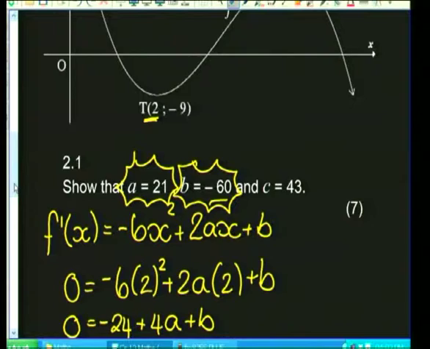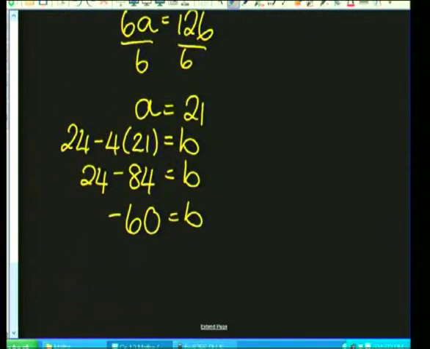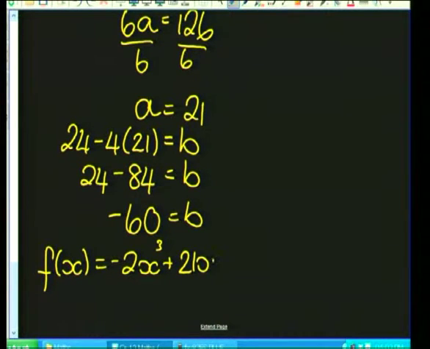Okay, right, so the last thing we now have to do is find our value for c. Let's substitute in what we know at this point. This is my f of x function right now. f of x is equal to negative 2x cubed plus a. Now a was 21, so we've got plus 21x squared. I've got plus bx, but b was negative 60. And finally, I've got plus c.